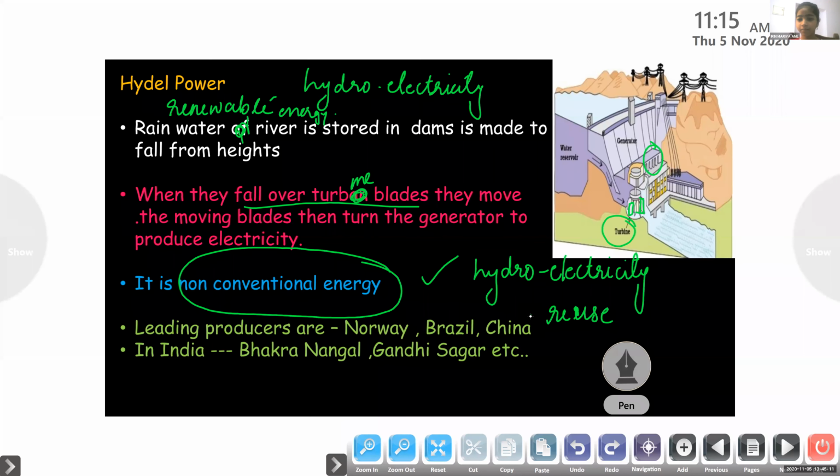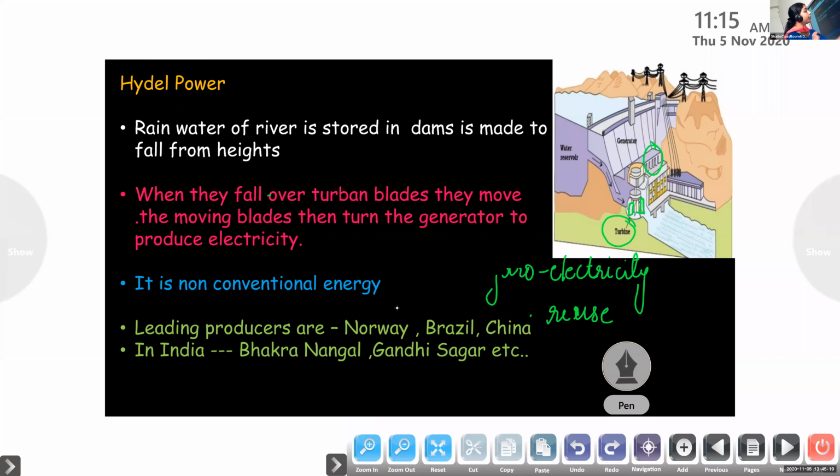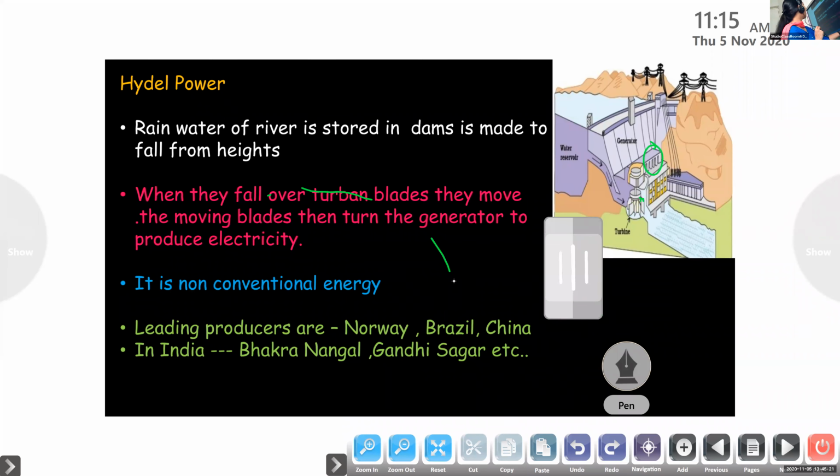Yes, ma'am. Hydel power, hydroelectricity, is a form of hydel power and is the most widely used renewable source of energy, right? Here we generate electricity from water. Water stored in dams is used for generating electricity. Water falls from a height over the turbine, the turbine blades move, and it turns the generator to produce electricity.